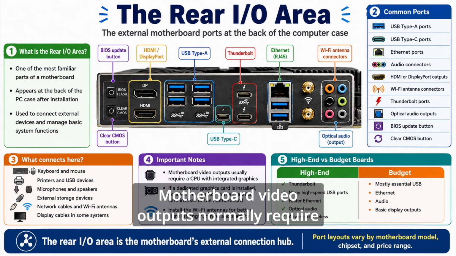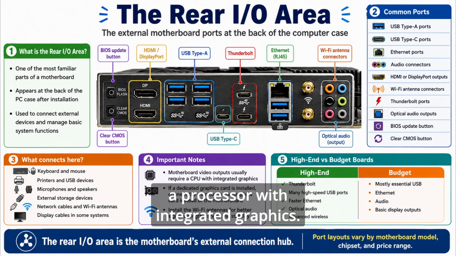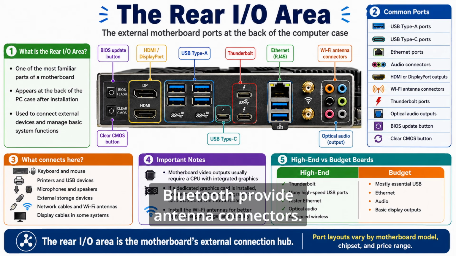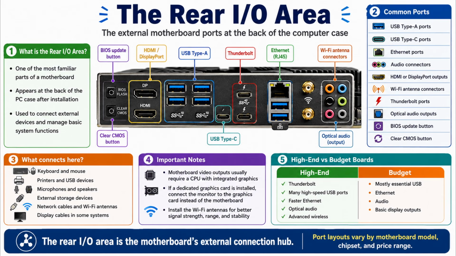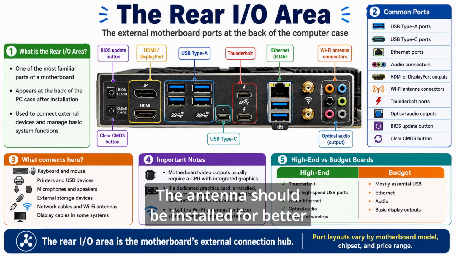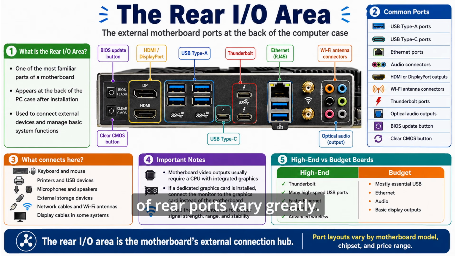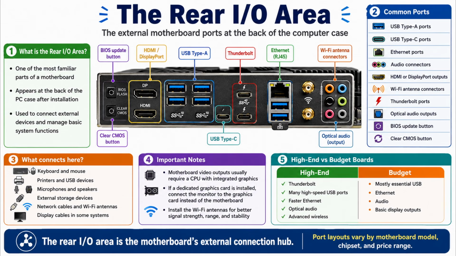Motherboard video outputs normally require a processor with integrated graphics. When a dedicated graphics card is installed, the monitor should usually connect directly to the graphics card. Motherboards with built-in Wi-Fi and Bluetooth provide antenna connectors. The antennas should be installed for better signal strength, range, and stability. The number and type of rear ports vary greatly. A high-end board may provide Thunderbolt, many high-speed USB ports, faster networking, and advanced audio. A budget board may provide only the most common interfaces.